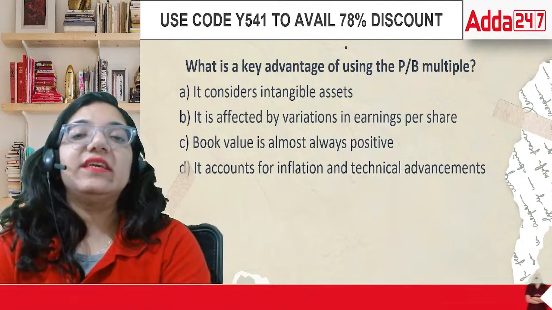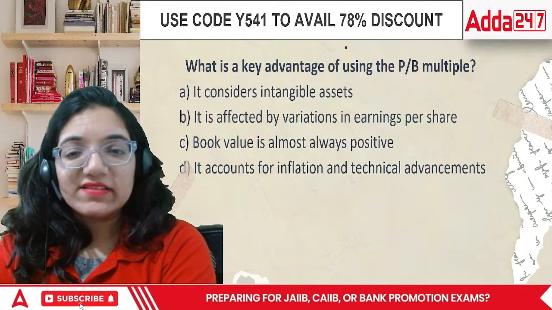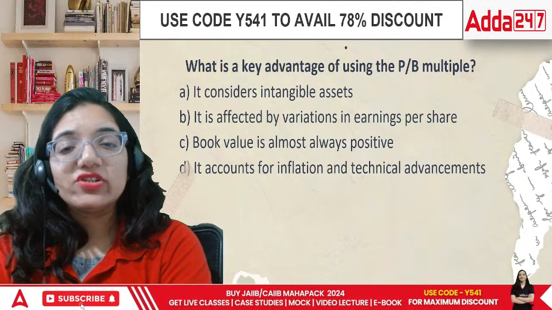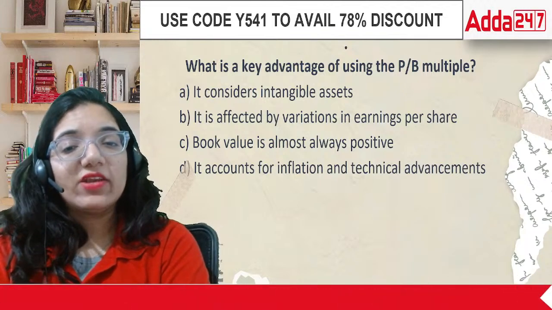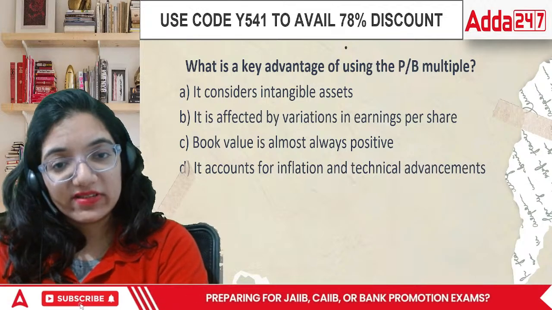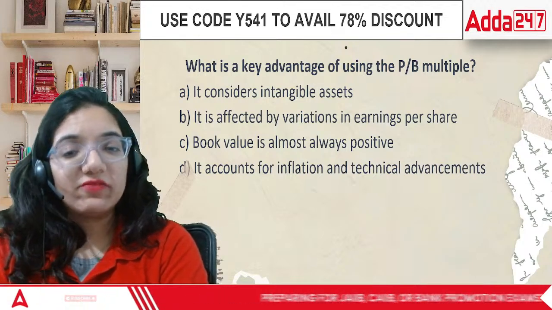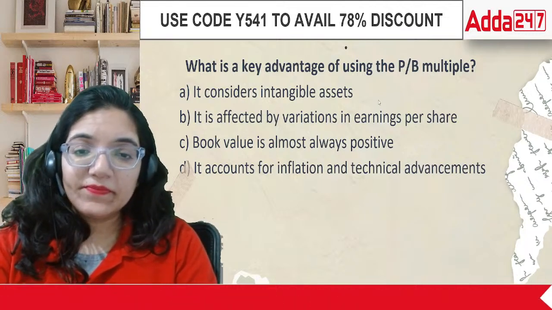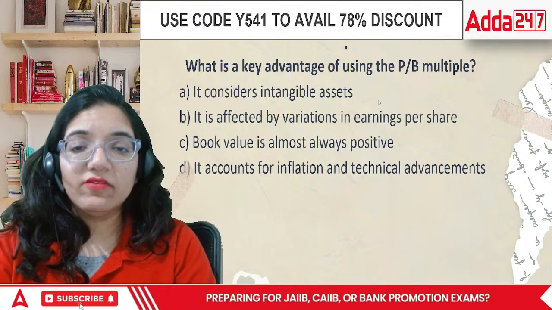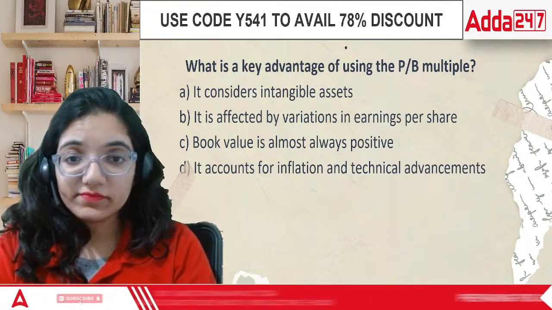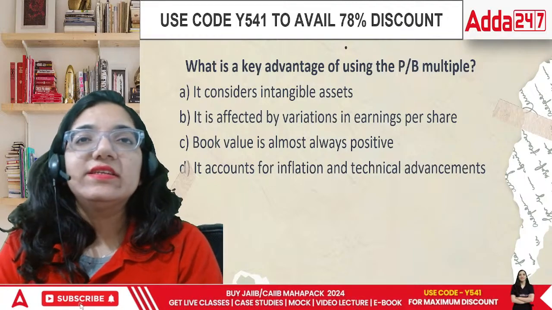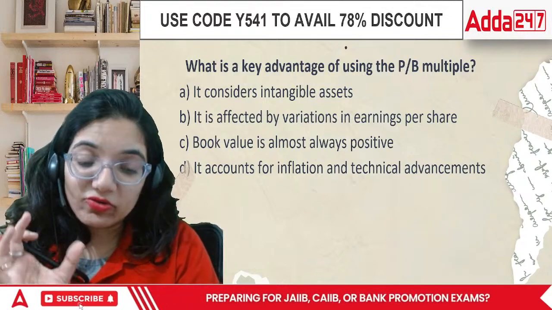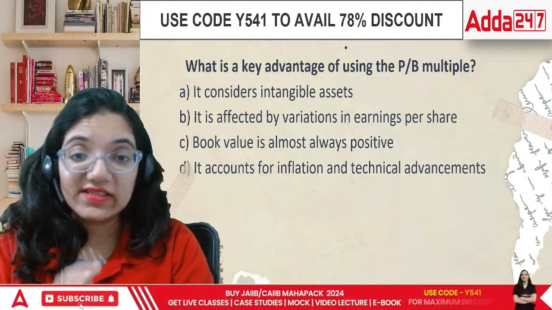The point is, what is the key advantage of using PB multiple? It considers intangible asset, it is affected by variations in earning per share, book value is almost always positive, or it accounts for inflation and technical advancements. Book value is a particular area which talks about the financial status of the organization, how they look at the financial statements and find out all the assets and what is the worth of those assets in our books.